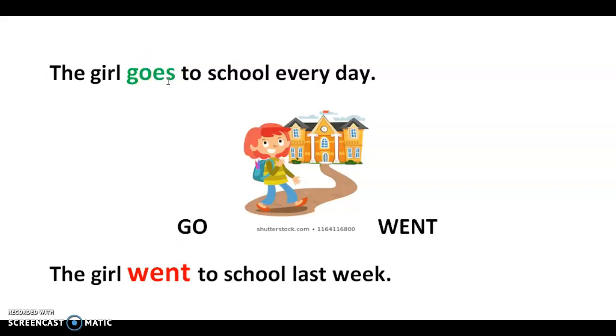What happens in the past? Let's look at our example. The girl went to school last week. So the verb go in the past is went. I went to the United States last summer. You went to Sardinia 2 years ago. Went.